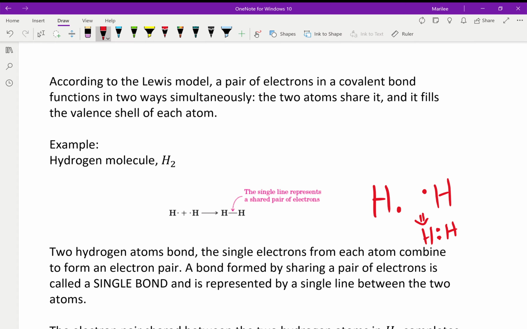This bond is called a single bond, and we usually represent it by a line. So this you can rewrite like H-H.